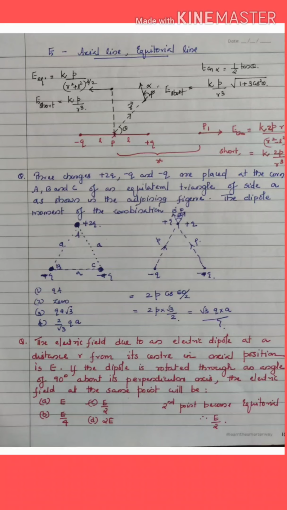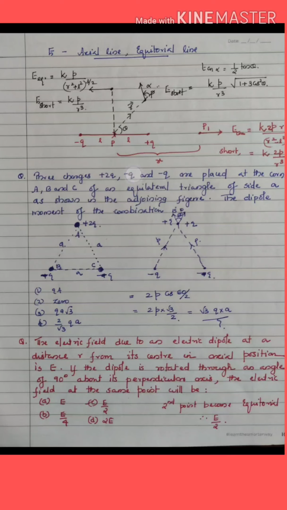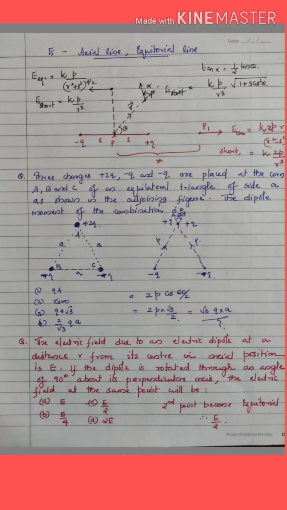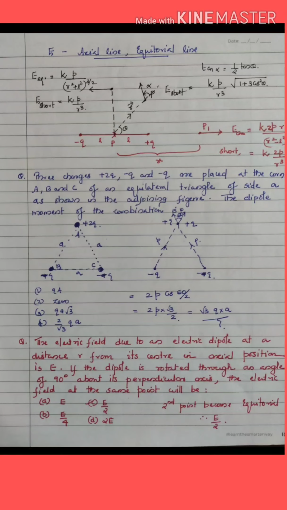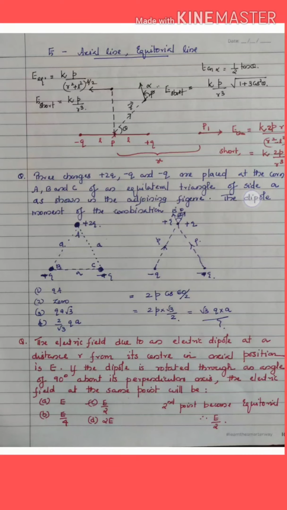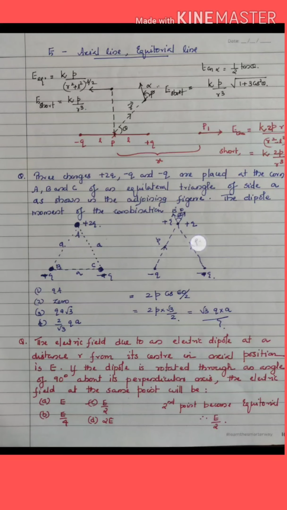Look, some problematic situations. 3 charges plus 2q, minus q, and minus q are placed at the corners A, B, C of an equilateral triangle of side a. Find the dipole moment of the combination. So, a dipole means two equal but opposite contributions. Therefore, we can split that plus 2q into plus q plus q. So, this plus q makes a dipole with a minus q, and the dipole moment takes this direction.